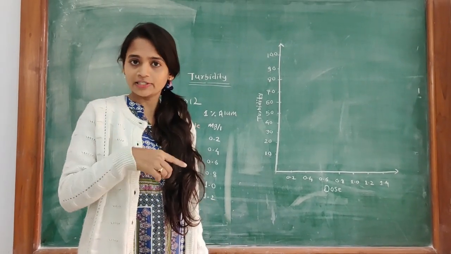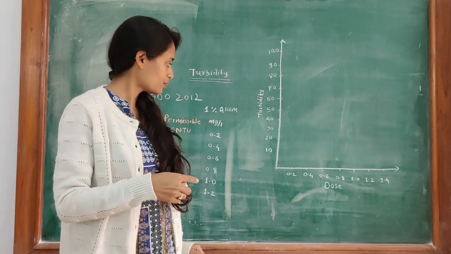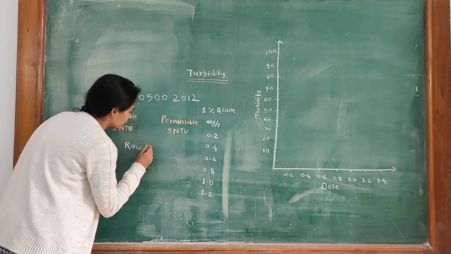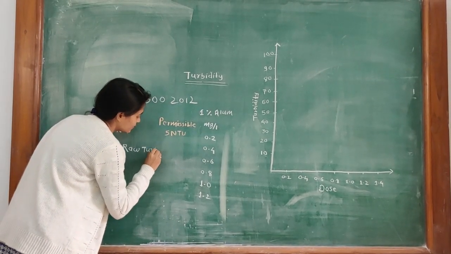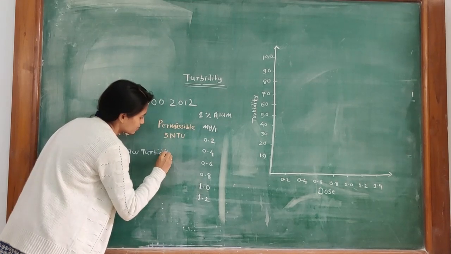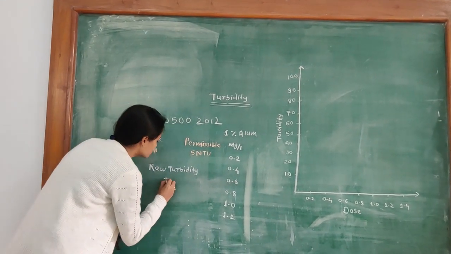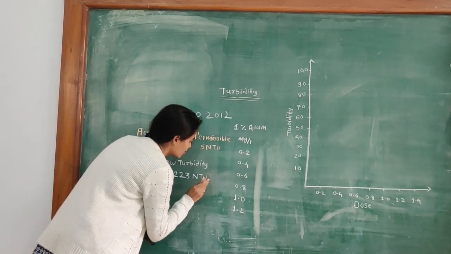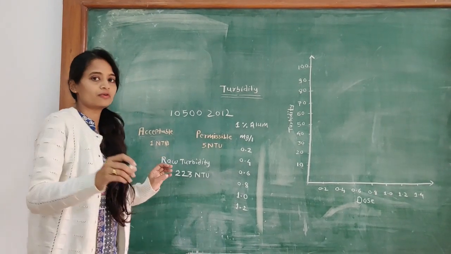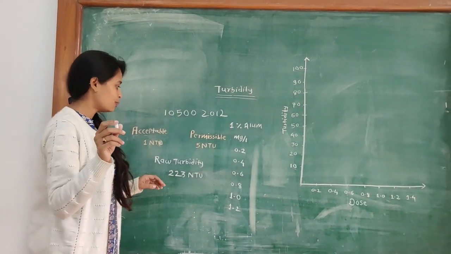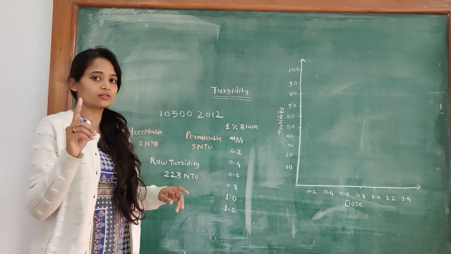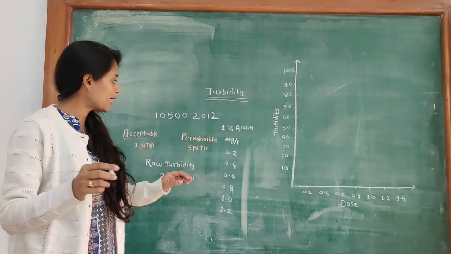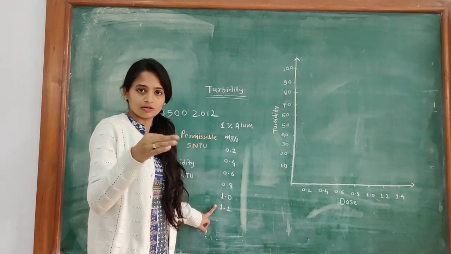The measurement you have already seen in the previous practical. So we will first see the raw turbidity. The raw turbidity was 223 NTU. Okay, so now what will we do? In the jar test apparatus, we will take 6 beakers with 1 liter, that is 1000 ml, of water sample in each, and we will be adding these doses to different beakers.